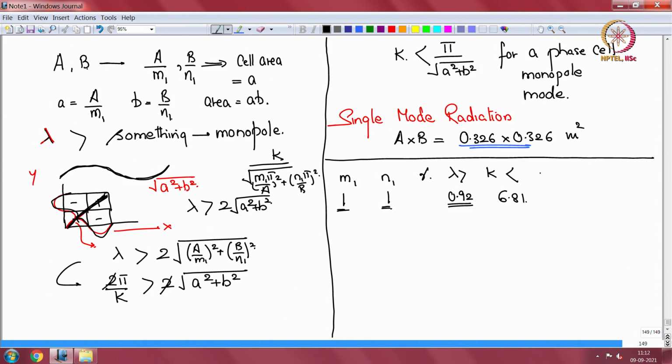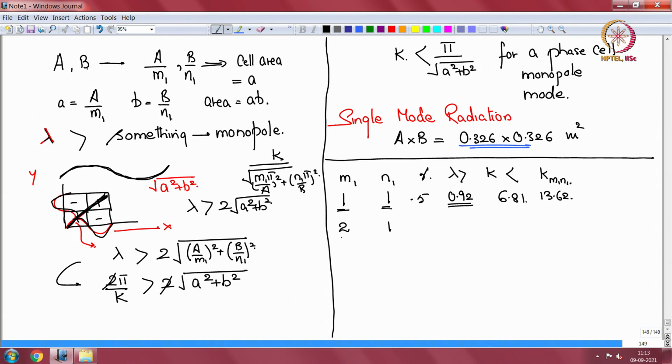Okay, and the modal wave number value is 13.62. Okay, this is modal. Let's call it k m1n1, not to be confused with the infinite panel. Okay, similarly if we do m1 is 2, n1 is 1, this gamma is about 0.5.